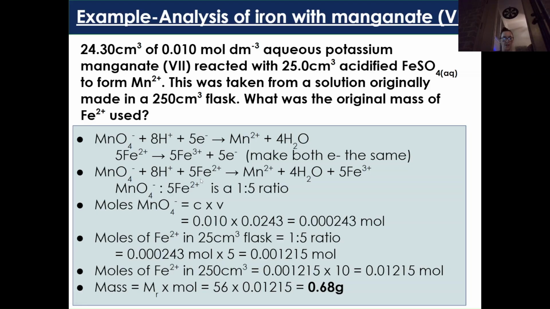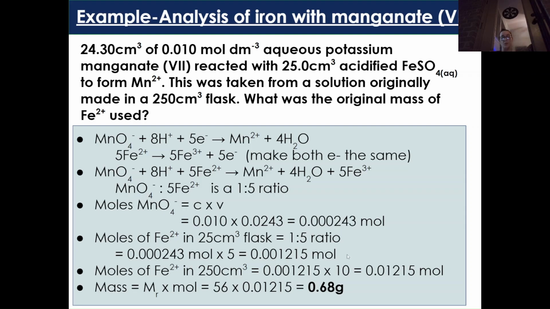And in this reaction, the permanganate to the iron is in a 1:5 ratio. So what you're going to want to do is multiply your moles of permanganate by 5 in order to figure out your moles of iron. And when you do that, you get 0.001215 moles of iron 2 plus.